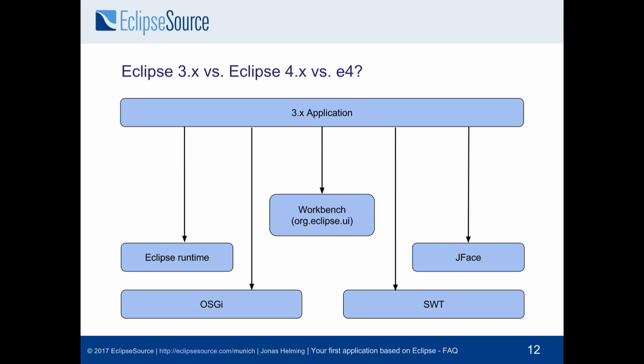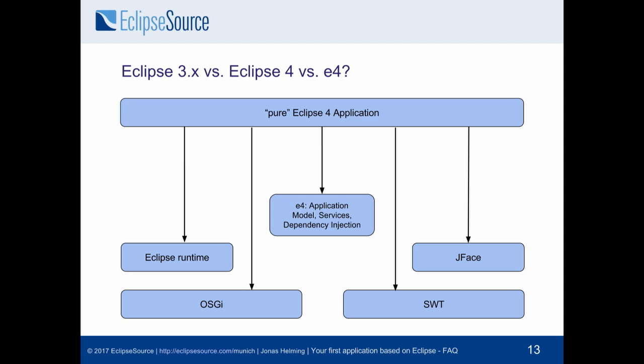That's OSGi. And that's JFace and SWT. JFace and SWT are the UI toolkit provided by Eclipse, so pretty much like Swing. And then in the middle, we have one bundle, which is called the Workbench. That's org.eclipse.ui. The features that this one provides are perspectives, views, editors, toolbars, and menus. All this stuff that you know from the Eclipse IDE, and which actually creates the structure of your application.